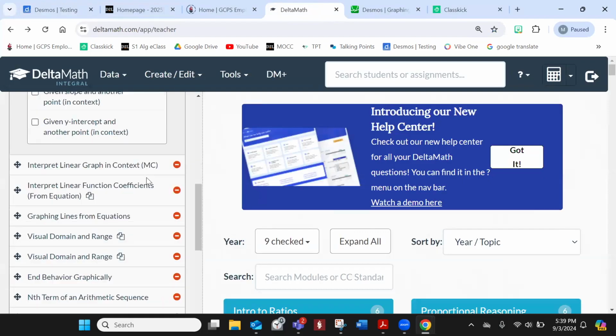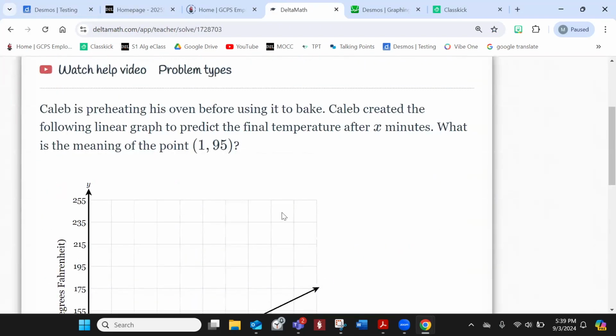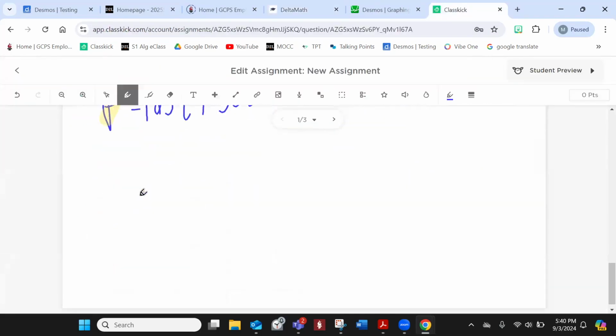All right, so now let's move to the next. I'm trying not to make this video very long. Interpret linear graph in context. This one is about Caleb. He's preheating the oven because he's about to bake. He created the following linear graph to predict the final temperature after X minutes. What is the meaning of the point? This is a test question. It may not look just like this, but this is on your test tomorrow and Thursday. We've been doing this in class so much. What does the point 195 represent? You've got to remember, and I'm going to write over here.